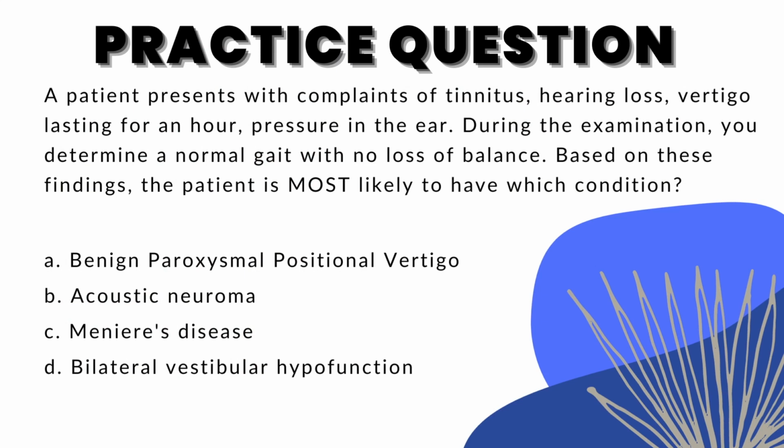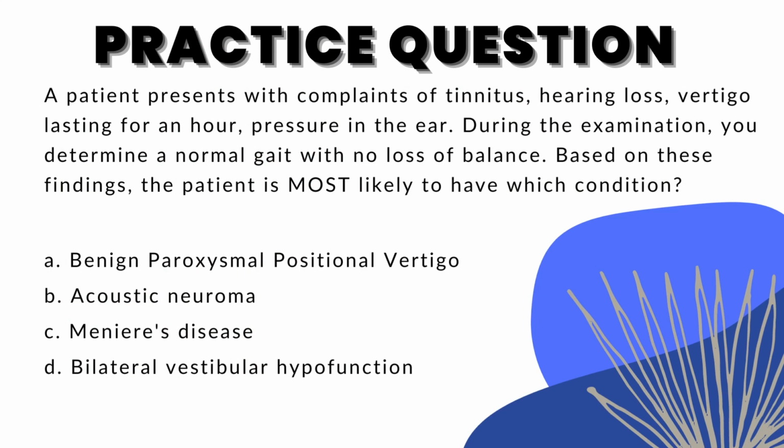This question is asking which condition the patient is most likely to have. So let's go over what all these conditions are. BPPV has positional short vertigo, so this does not match what is in the question because it is vertigo lasting for an hour. Acoustic neuroma does have tinnitus like our question, and it does have hearing loss, but they will have a loss of balance and dizziness, and you observe no loss of balance. So acoustic neuroma is looking like not the best answer.